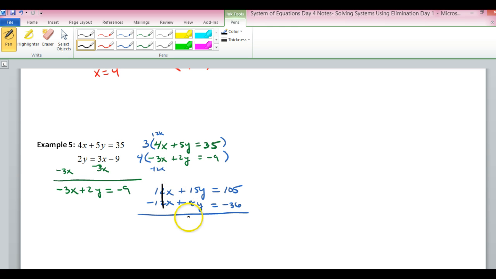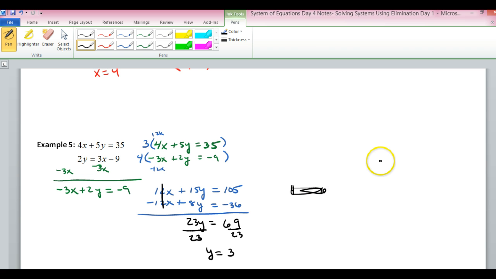Alright, and 23y equals 105 minus 36. So 105 minus 36 is going to be 69, and when I divide by 23, I get y is equal to 3. So again, I can pick any equation to go back to and solve for x. So I'll take the very first equation, 4x.